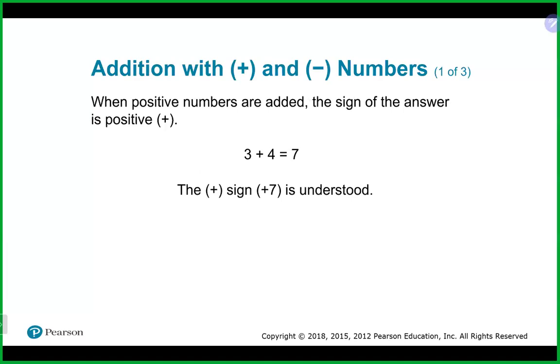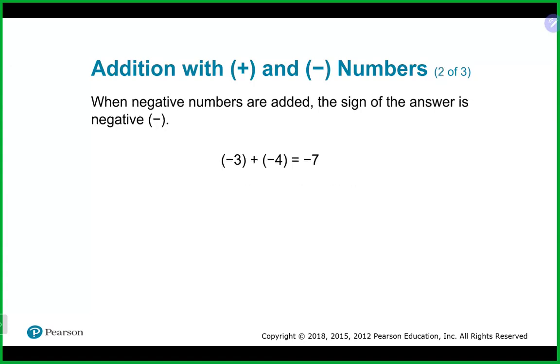And obviously adding will give us a positive number. Typically speaking, when we write answers, we don't need to write the positive sign. If there's nothing there, it's assumed to be positive. But if you end up with a negative number, once again, you do need to write the negative there. Like here, we would want to write the negative.